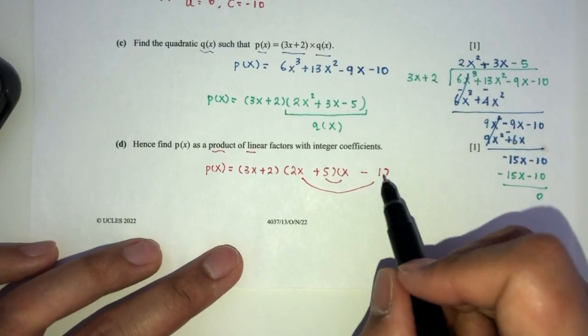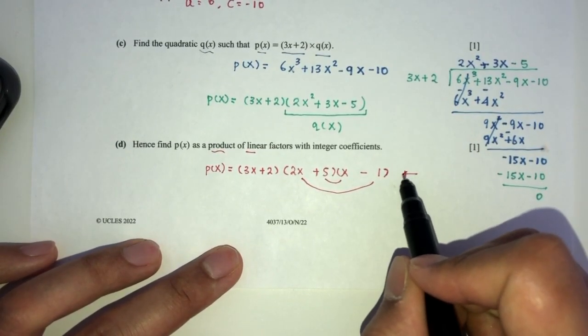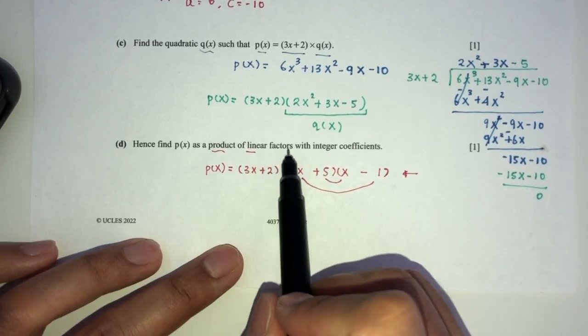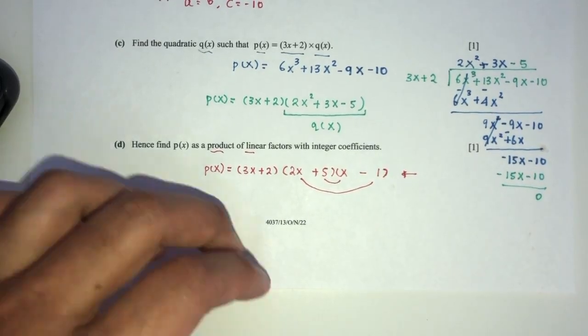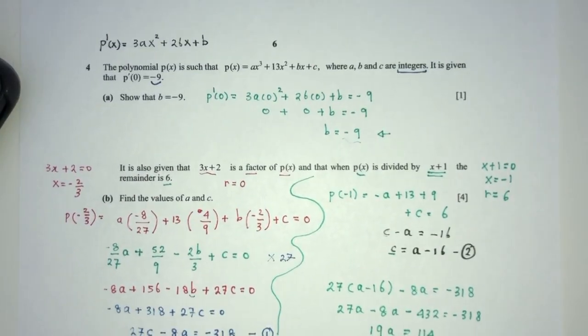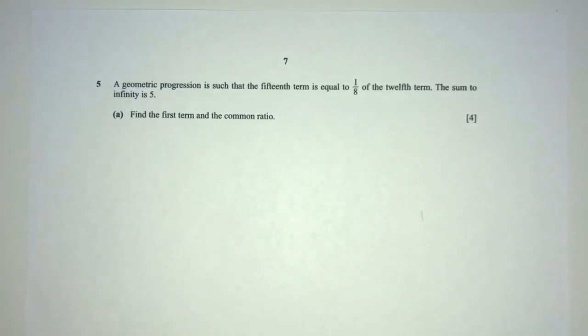So good to go. So this will be my answer for my factorization as a product of linear factors for P of x. This, times this, and times this. Okay, and that will be your question number 4. Now let's move on to question number 5.